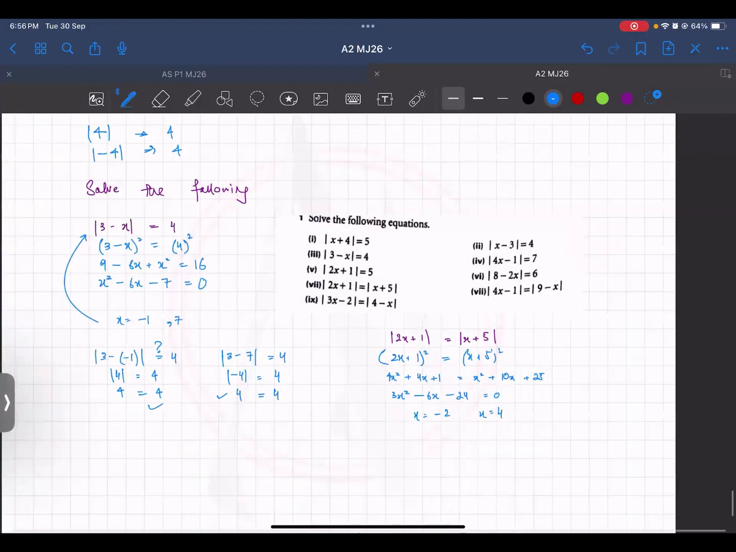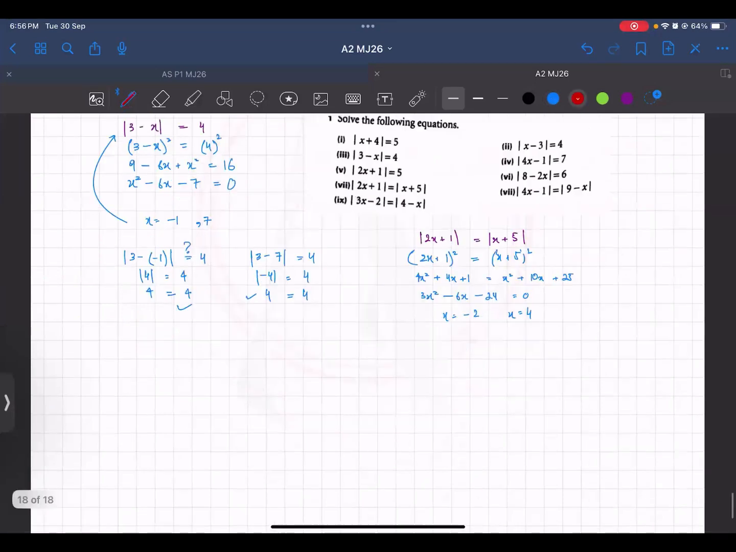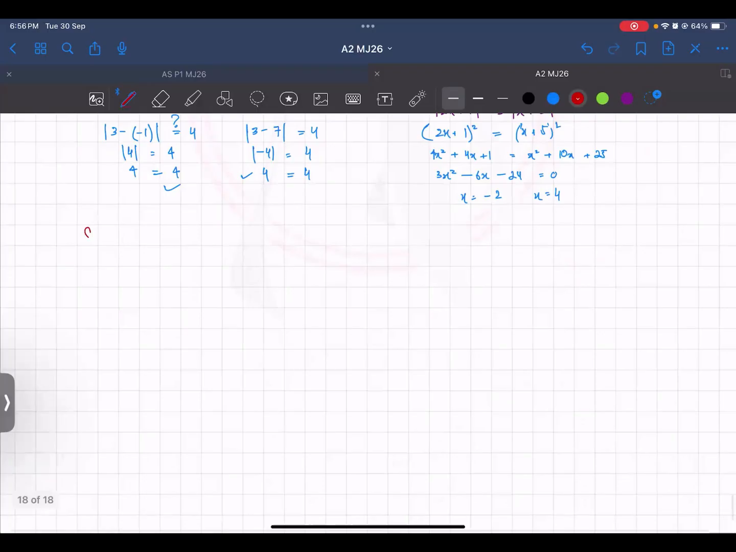Another way of solving these modulus equations is sometimes by sketching as well. You should also learn how to sketch modulus functions.